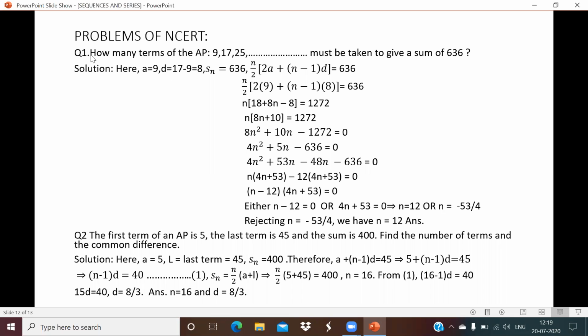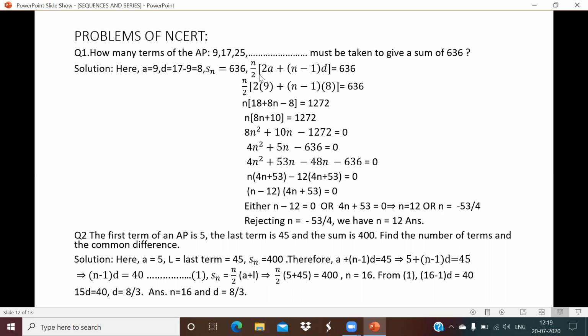Question number 1. How many terms of the AP must be taken to give a sum of 636? Here the AP is given to you. That's why the first term is 9. And d we can find out as 17 minus 9, that is second term minus first term, which is 8. And the sum of n terms given to us is 636.